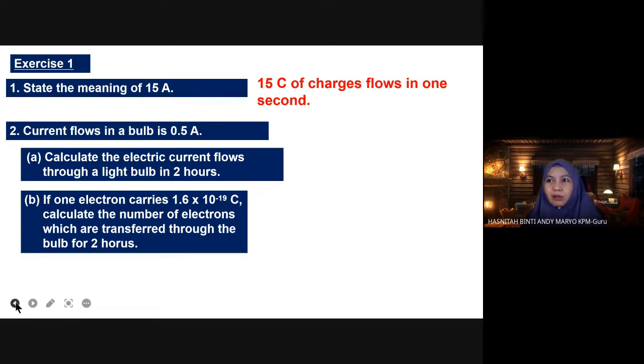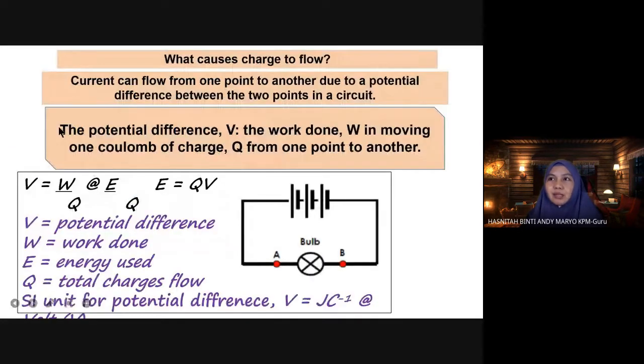Before that, are you clear with this potential difference? Work done in moving 1 coulomb of charge. And the unit for potential difference is volt, V-O-L-T, or joule per coulomb. Joule is for work or energy, and Q is the charge.